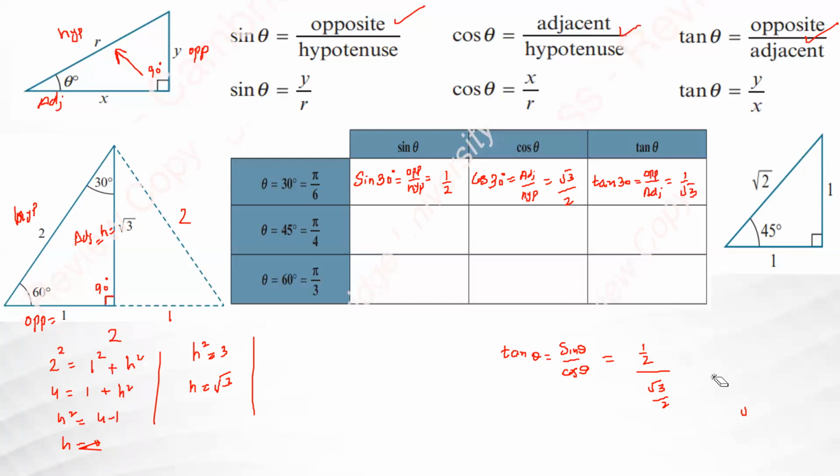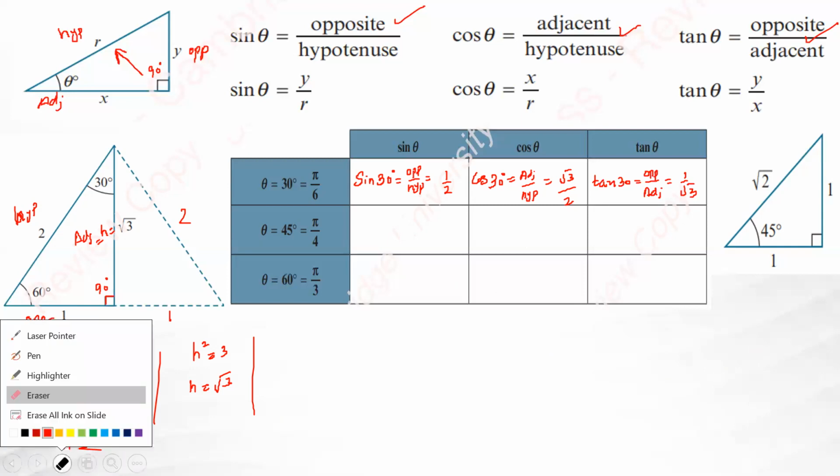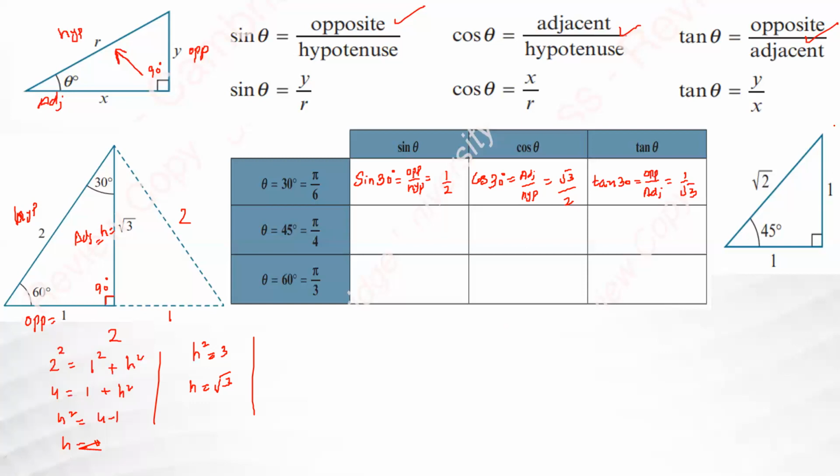We will try to complete the rest. Next we have cos 45, and remember for 45 degrees we will apply a right triangle that is also an isosceles triangle, a right angle isosceles triangle.